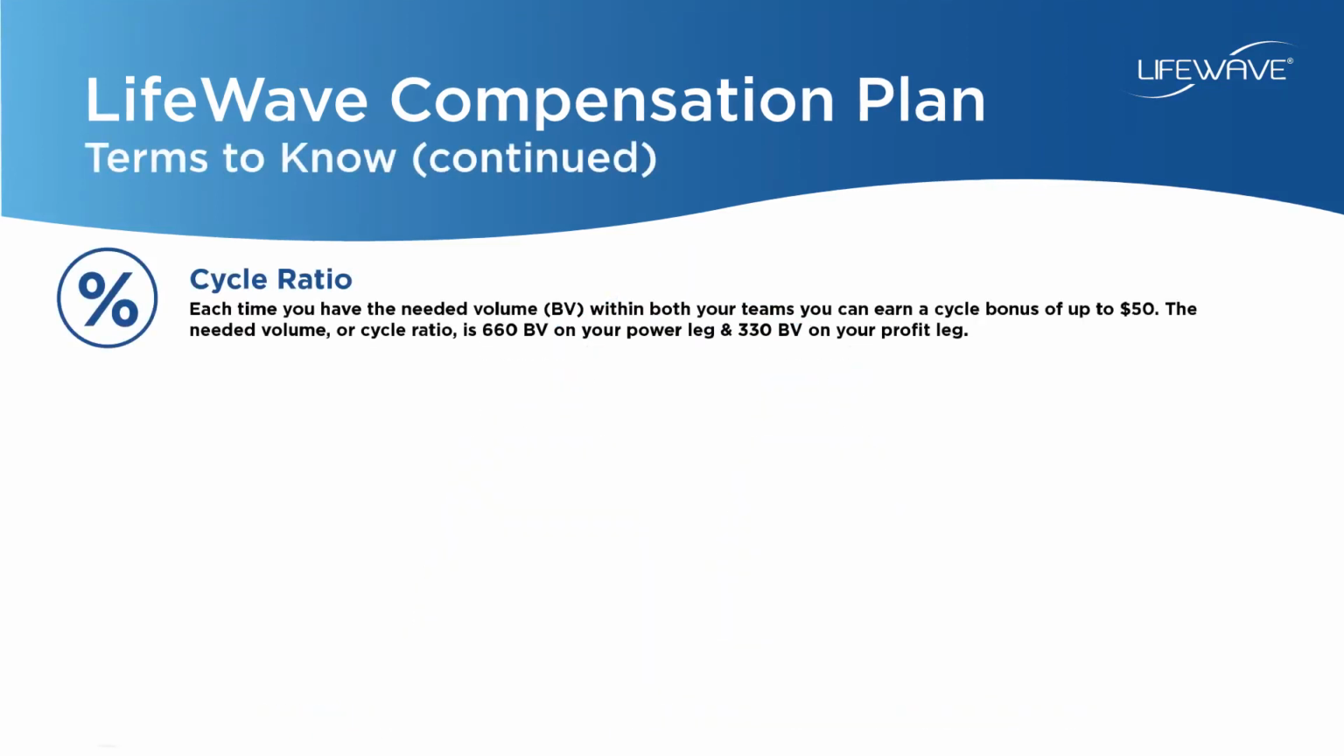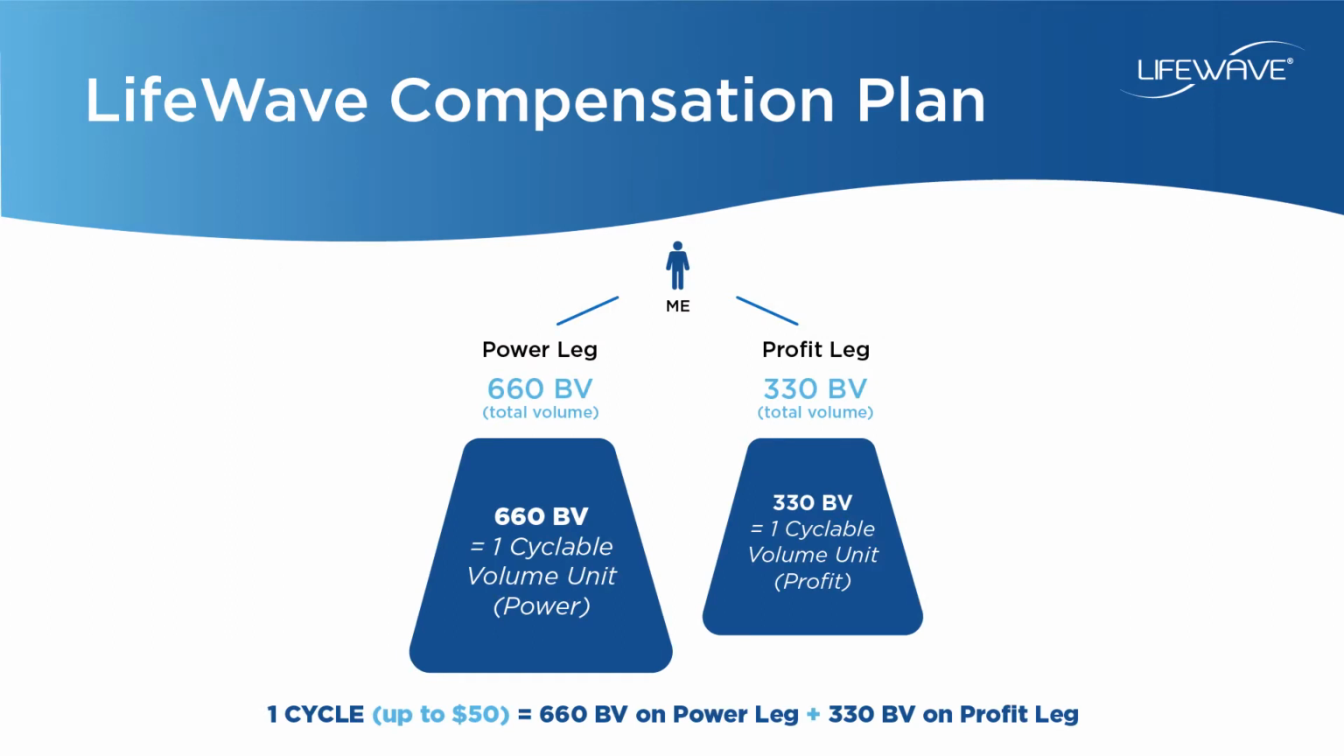Another term to be familiar with is cycle ratio. That refers to having the needed volume on either of your legs. On your power leg, to cycle or to earn a $50 bonus, you have to have 660 BV. You have to have 330 BV on your profit leg. When you have those 2 things in place, that is the proper ratio, and that equals a cycle. So that cycle ratio is met.